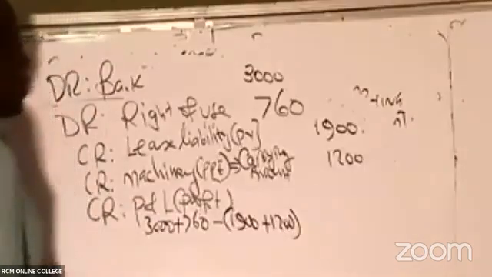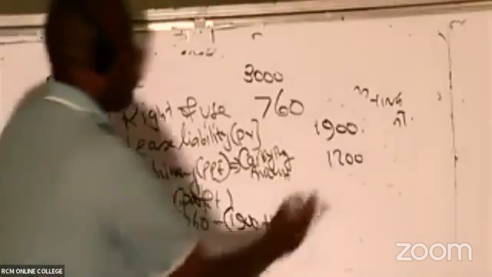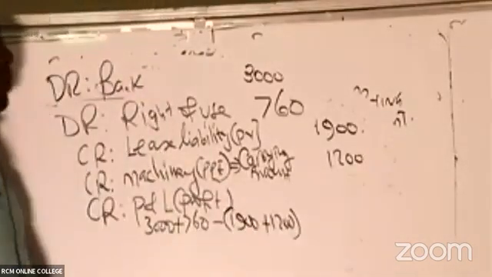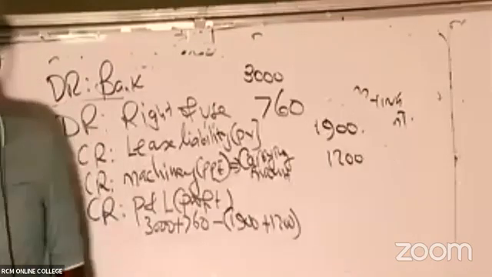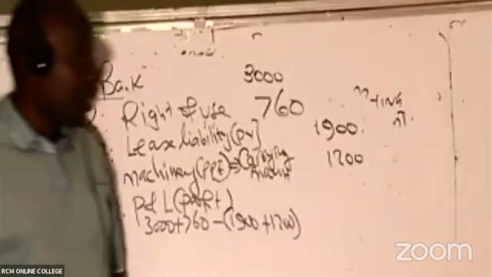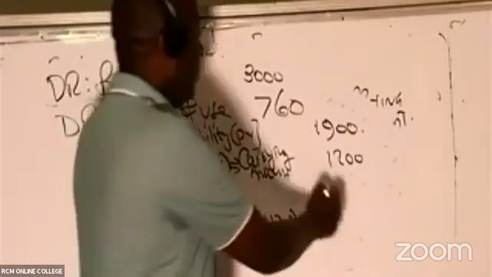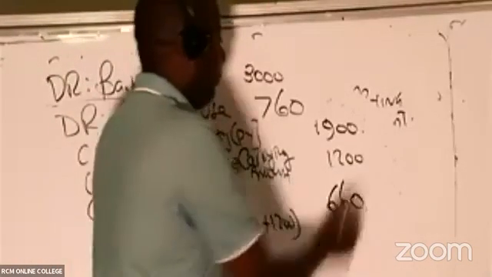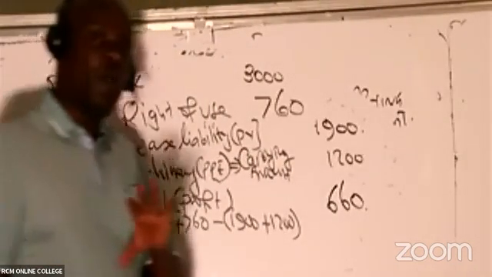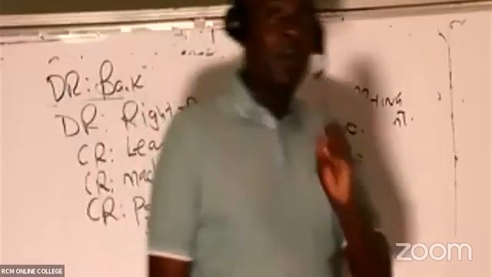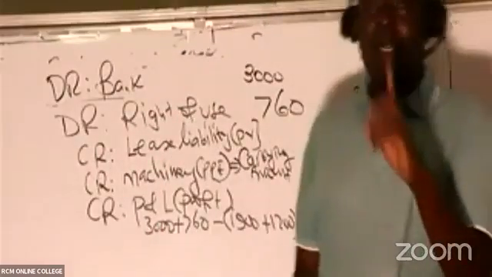So is there somebody who is able to give me the credit here? How much are we crediting our P and L with? 660. I'm so sure you may not be able to really put everything regarding this into our great heads.